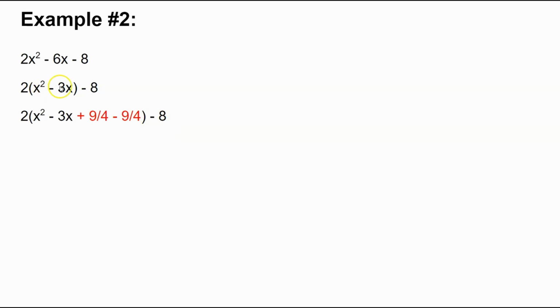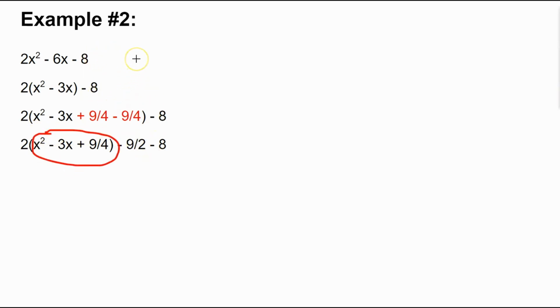So this is mathematically equivalent to these two functions right here. And from here, what you want to do is you want to move this -9/4 outside the parentheses, but this is being doubled. So what that means is that if you double -9/4, it's going to turn into -9/2. So moving it outside, we now have 2 times x squared minus 3x plus 9/4, and outside we have -9/2 minus 8.